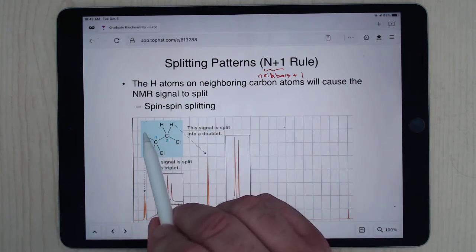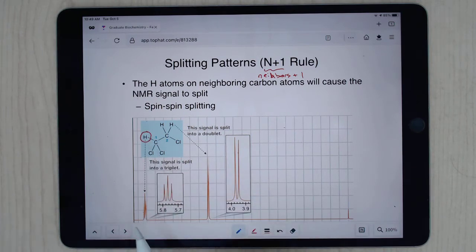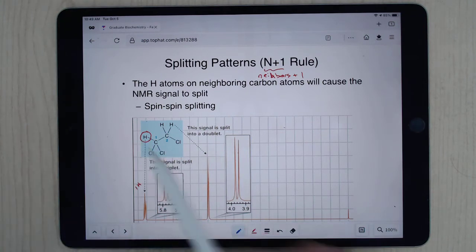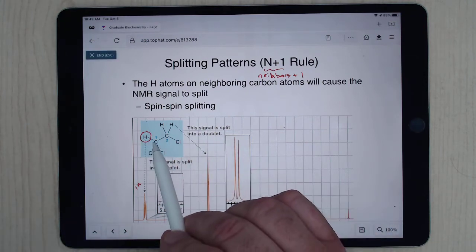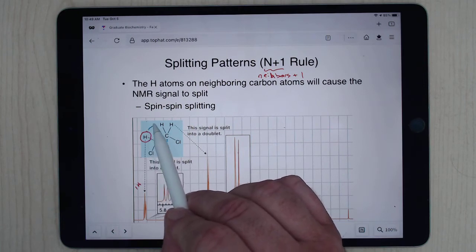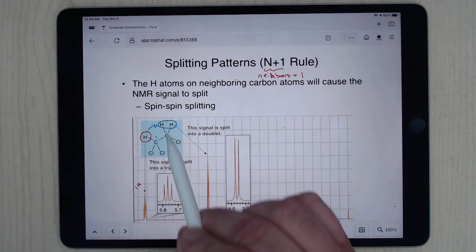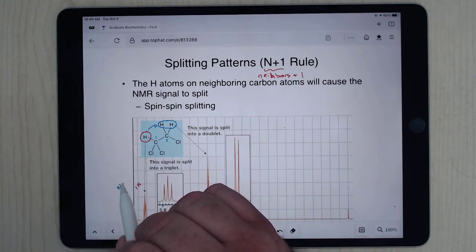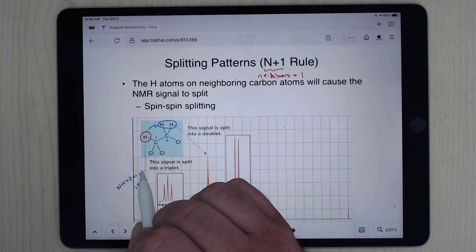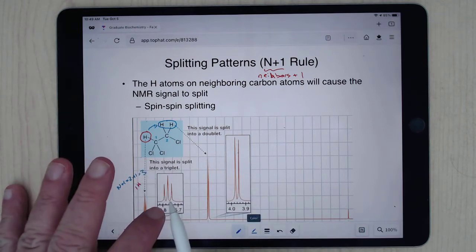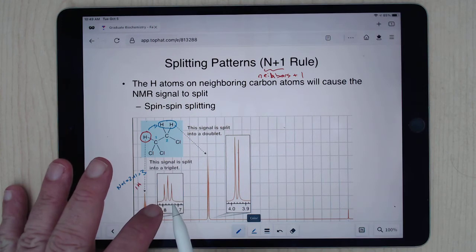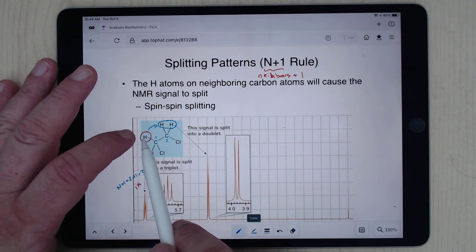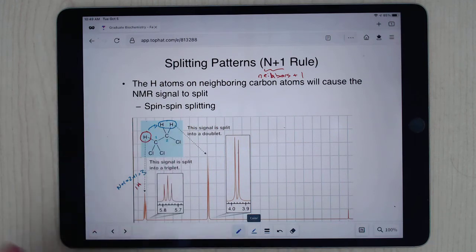If you look at carbon 1, it has 1 hydrogen, so this would integrate to 1 hydrogen. How many neighbors does it have? Well, you look over here on the neighboring carbon, and it has 2 neighbors. So n+1 equals 2 plus 1, which means it would be split into 3 different peaks, and we would call this a triplet. So the signal that represents this 1 hydrogen is split by its 2 neighbors into 3 peaks, because it's neighbors plus 1.